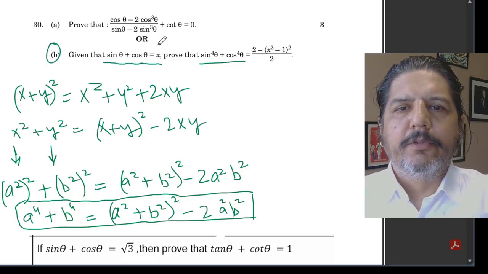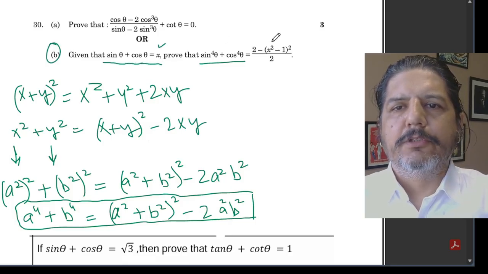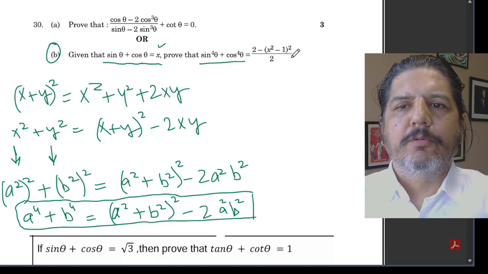sinθ plus cosθ is equal to x. Prove that sin⁴θ plus cos⁴θ is equal to 2 minus (x² minus 1) whole square upon 2.